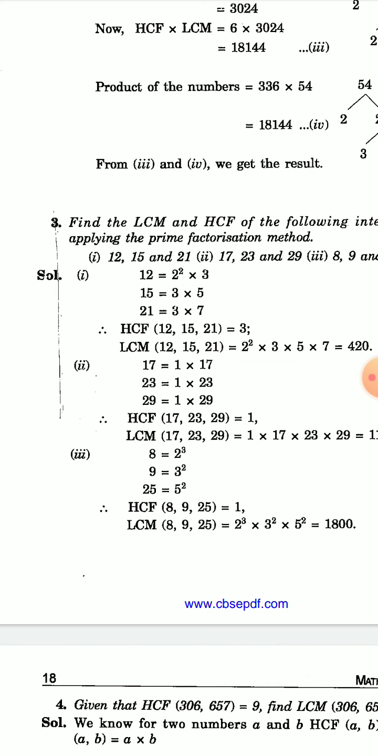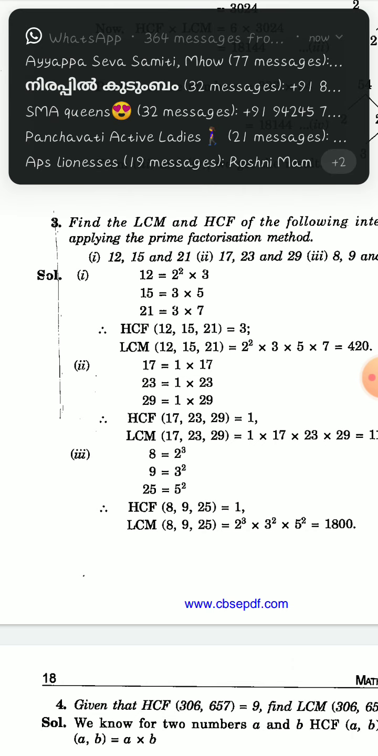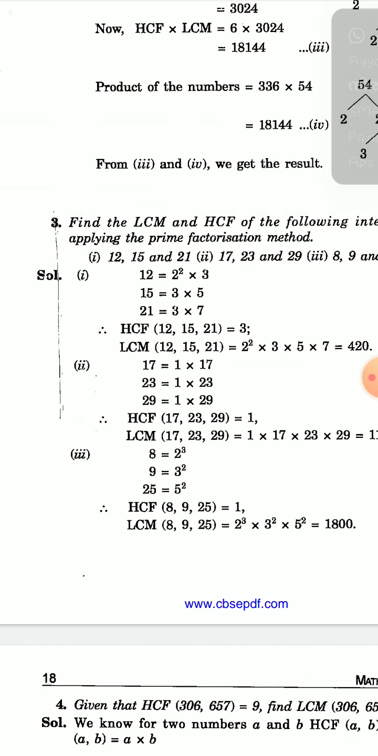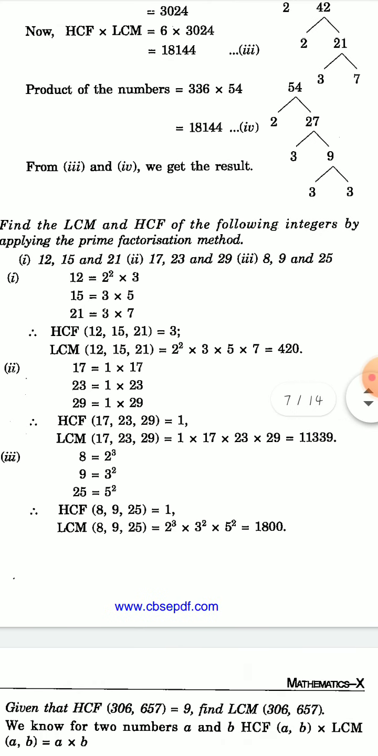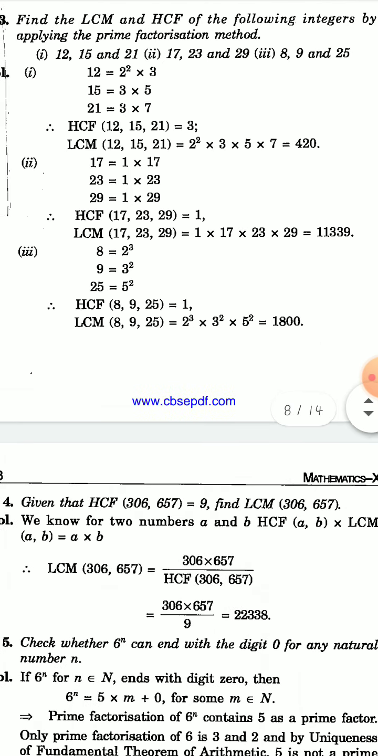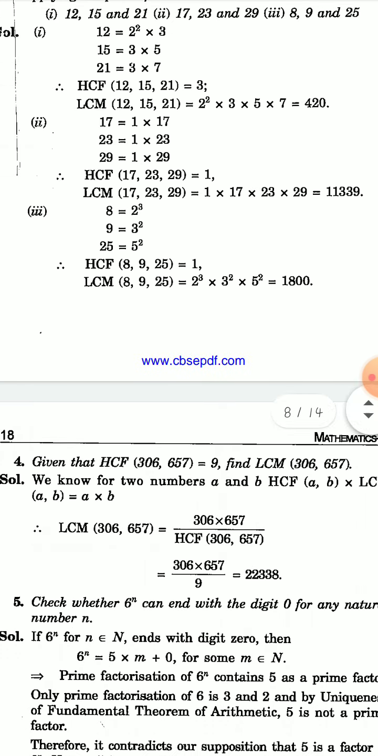The second part, 17, 23, 29. These are prime numbers. So the prime factorization of these numbers is 1 and the number itself. Now if you look at the common factor, only 1 is the common factor. So the highest common factor will be 1. LCM. The common factor is written once, that is 1. The remaining factors 17, 23, 29. The product is the LCM, that is 11339. Now the third part is exactly the same.